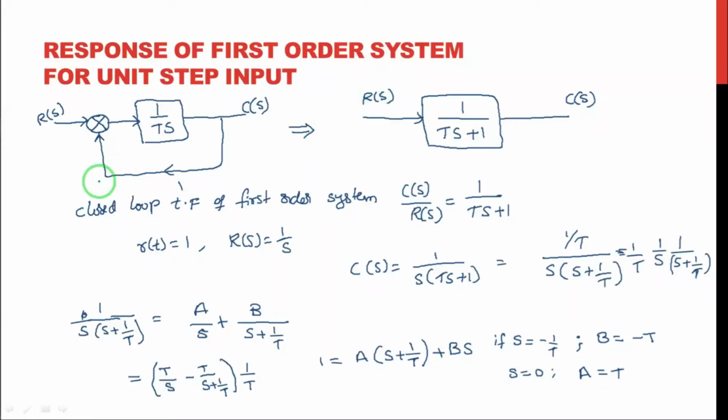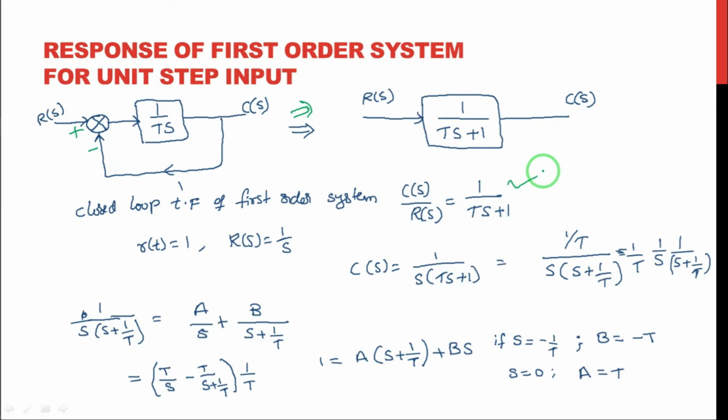How do you identify the order of the system? There is a closed loop system. This is plus and minus. Input is R of S, output is C of S. The gain block is 1 by Ts. If you reduce this block diagram to a single block, then the transfer function will be 1 by Ts plus 1. That is the output by input, that is the transfer function.